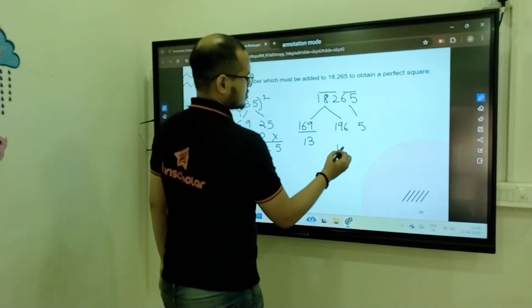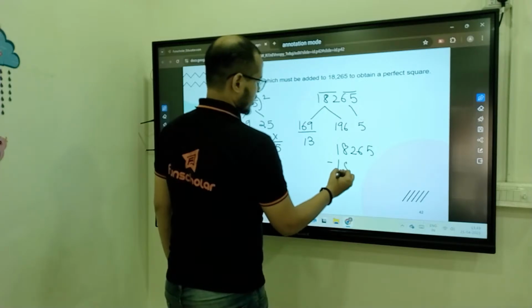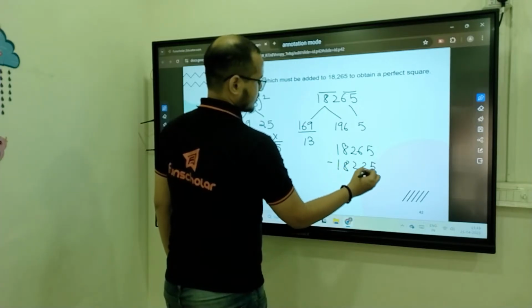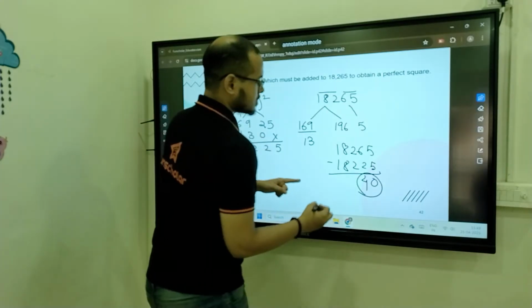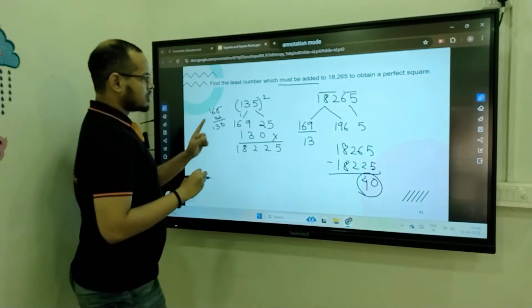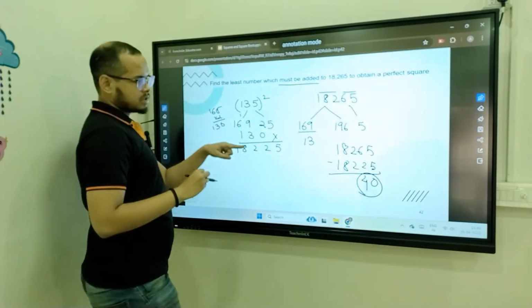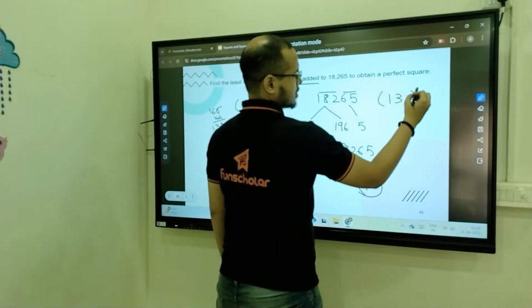18265 minus 18225 is 40. So 40 should be subtracted, but here it is written added. Next, we have to find the next term. What is the next term? 136 whole square.